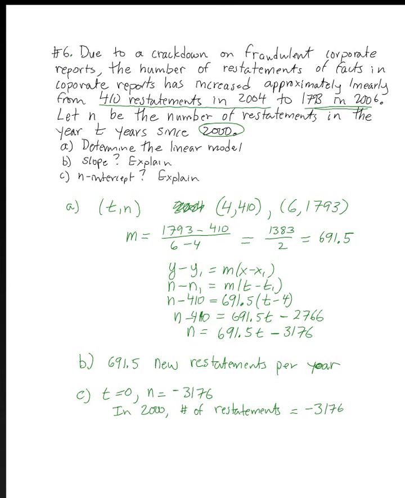What we have here is an example of model breakdown. It doesn't make any sense really to plug 0 in. Our model breaks down. We can't have a negative number of restatements. But that's what it would mean. And in terms of just the equation itself, that's what you get, but not really useful. Model breakdown.